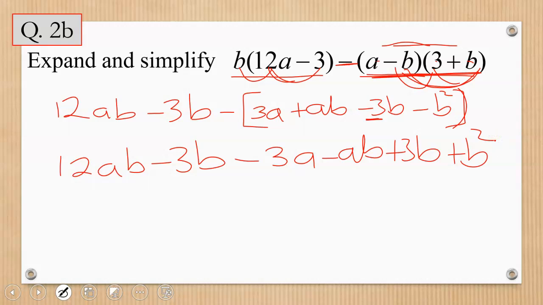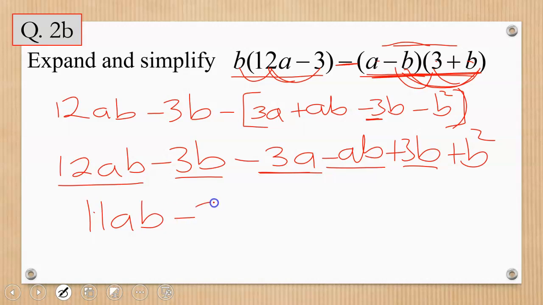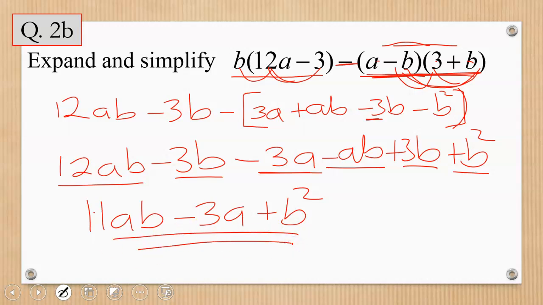Now let's see if we have some like terms we can add and subtract. We can see 12ab here, and 12ab minus ab will give us 11ab. Then we have negative 3b plus 3b will give us 0, so that one is gone. Then we have negative 3a here, and then we have plus b squared. And so we can leave our answer this way, or we can rearrange. Of course, we can leave it like this. So that becomes our answer, since we can't add and subtract any of the terms again.